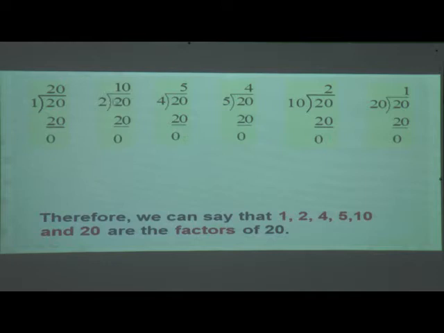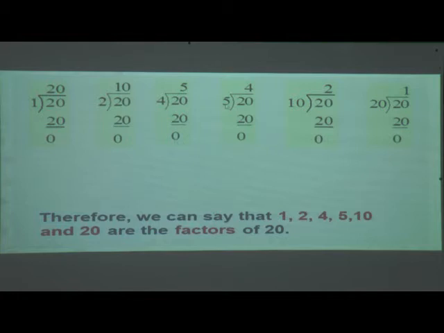Let us take the next number, that is 2. 20 divided by 2, 2 tens are 20. So, again the remainder is 0. Let us take the number 3. 3 does not divide exactly. So, let us take the number 4. 20 divided by 4, 4 5s are 20. Again the remainder is 0.